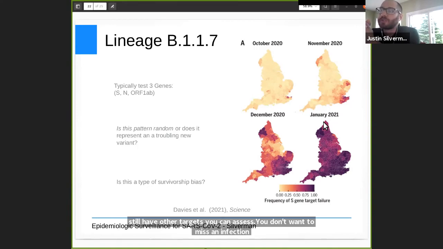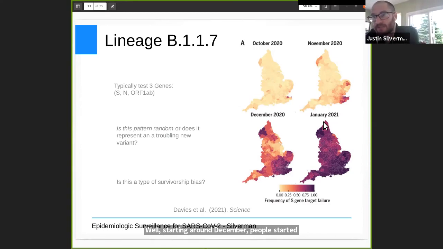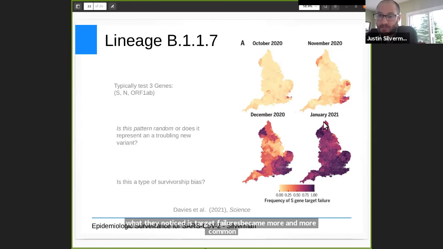Well, starting around December, people started noticing in England that there was a tremendous number of infections where they were testing positive for the N and the ORF1ab gene, but testing negative for the S gene, what's called S gene target failure. Looking back from October and tracking this into January, they noticed that these target failures became more and more common until they were basically the norm. Almost everyone who tested positive had this S gene target failure.